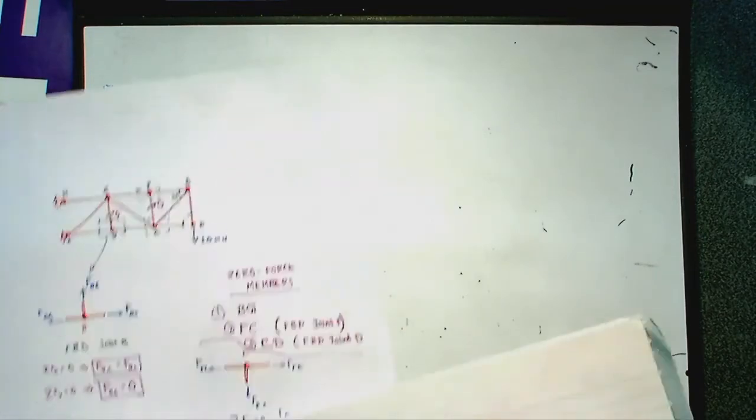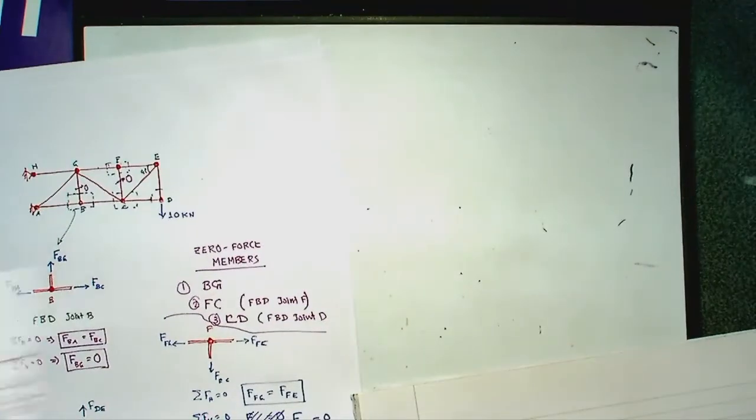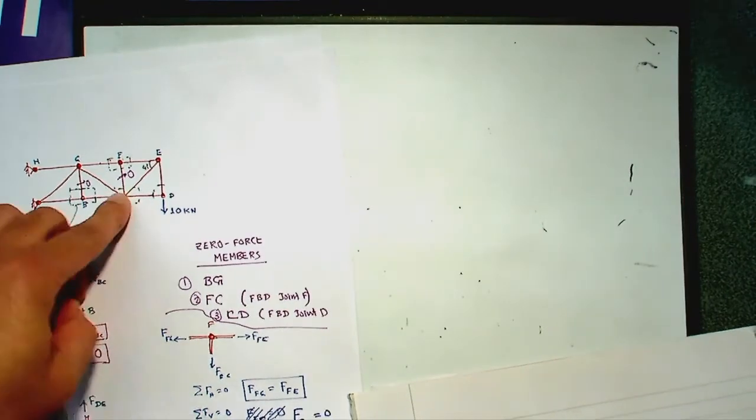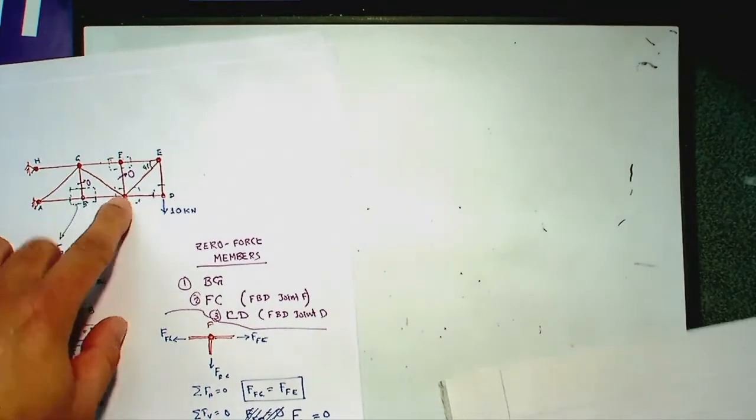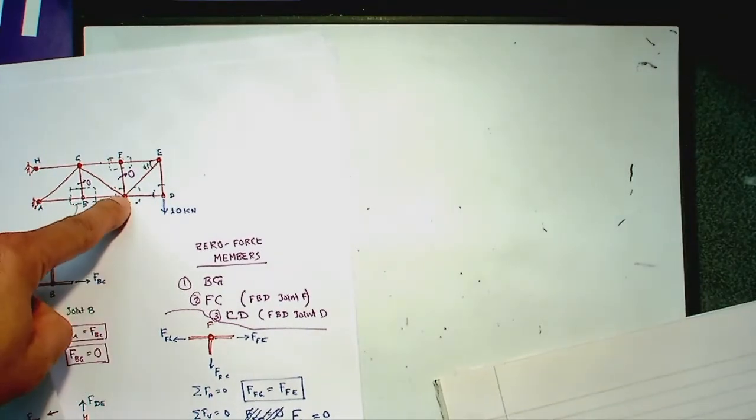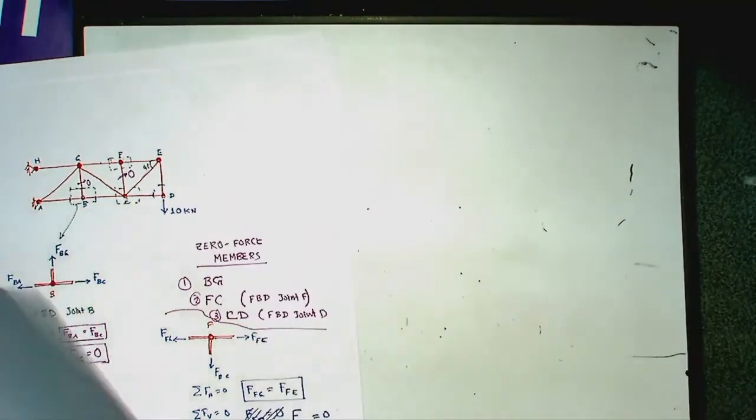Over here you said FEC is 0. Why is that? FEC is definitely not zero, I said. How do you take moments about C? The moment of that force is zero, not that the force is zero. Why is the moment zero? Because I'm taking moments about point C, and the force is going through point C, so the moment of that force is zero. Oh, I see. Because you take moment about C.